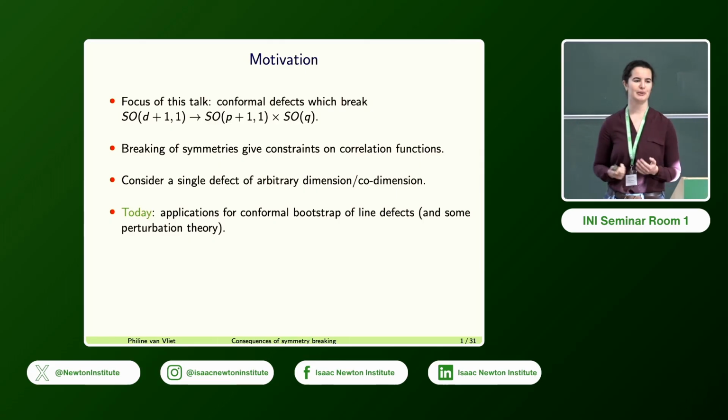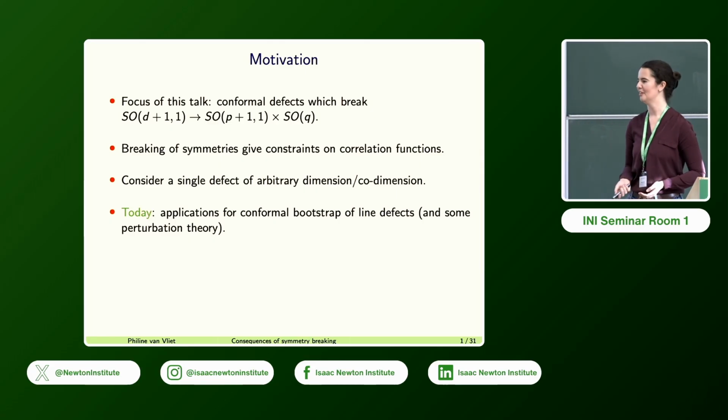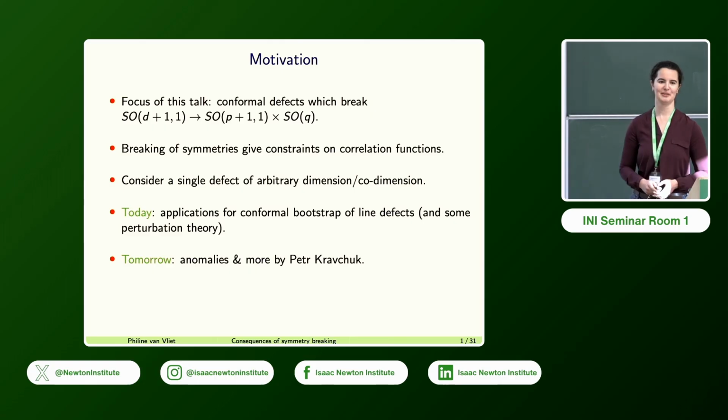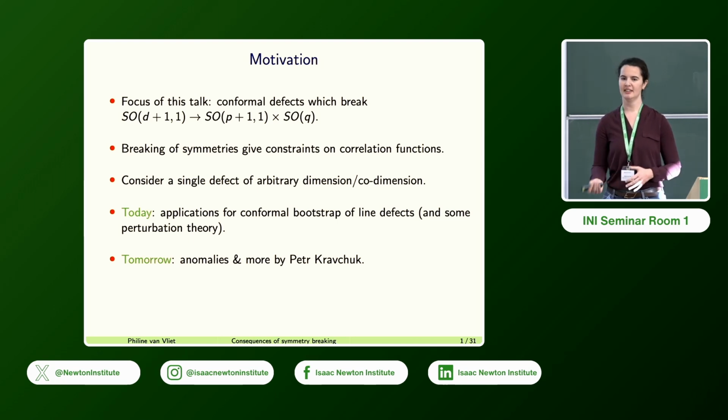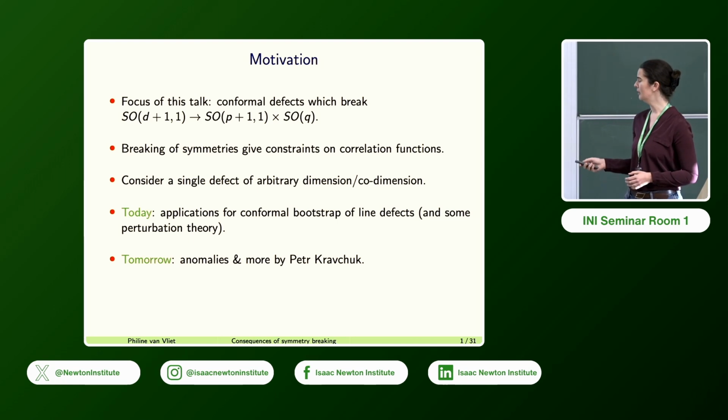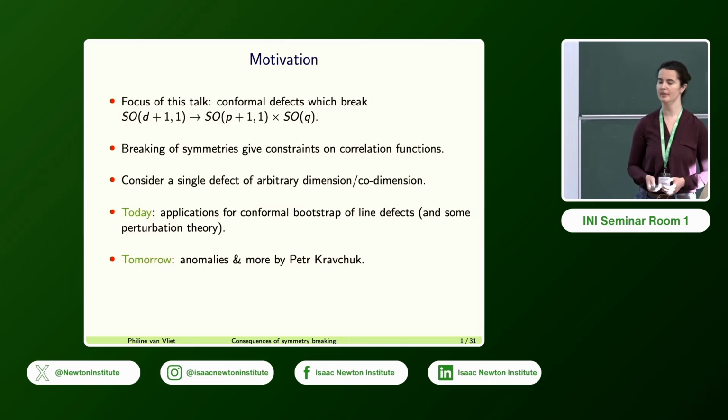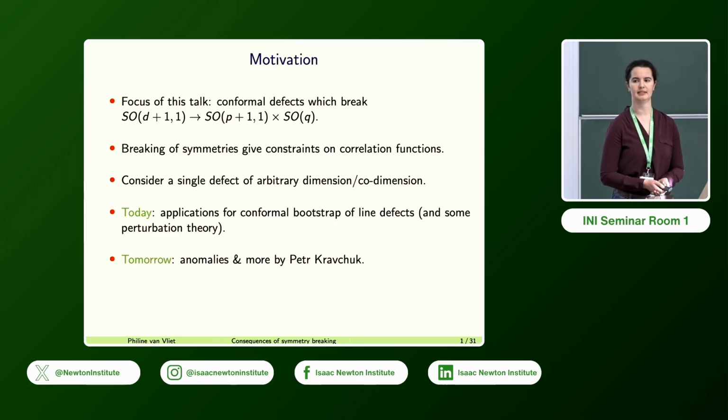For some of you who have studied the program intensively and have read every abstract carefully, you might have noticed there's also a talk tomorrow by Petr Kravchuk. This is based on similar work that they are doing together with Nadav Drukker and Ziwen Kong. They find similar constraints, but with a slightly different derivation. In particular, they also consider the case where some anomalies appear.